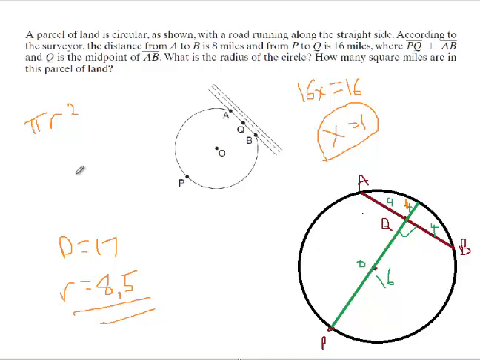8.5 times 8.5 is 72.25 pi. If we wanted to get an approximation, we could multiply that by 3.14. We get approximately 226.87 square miles.